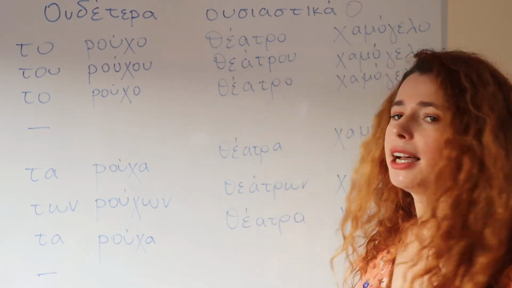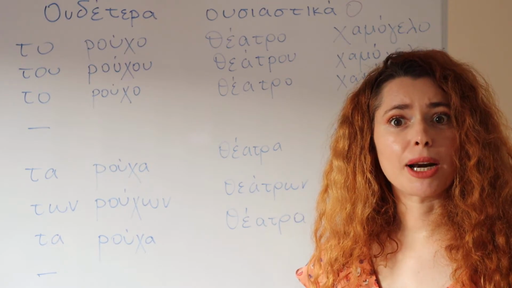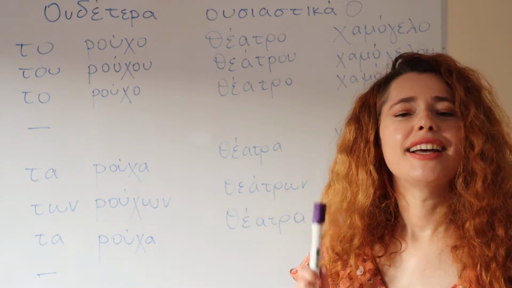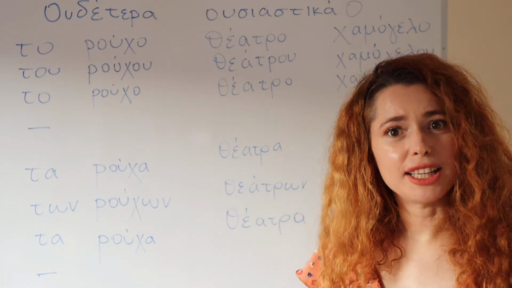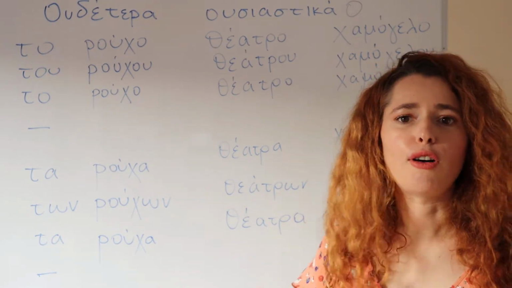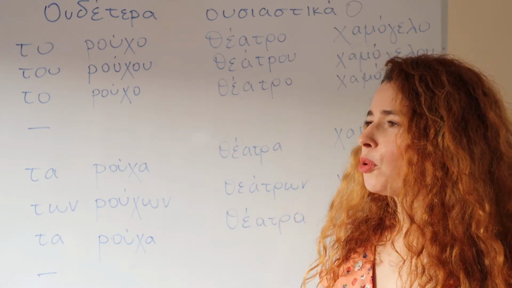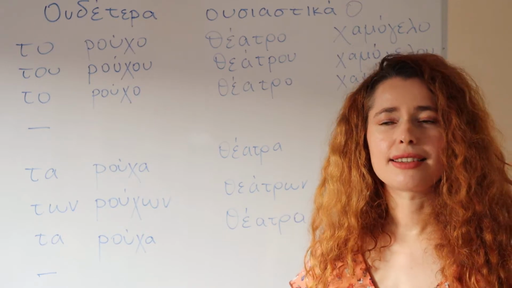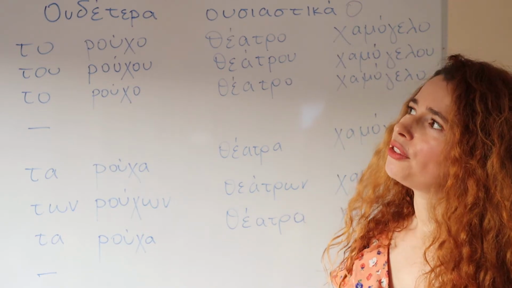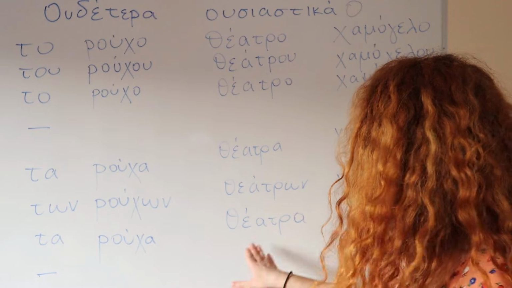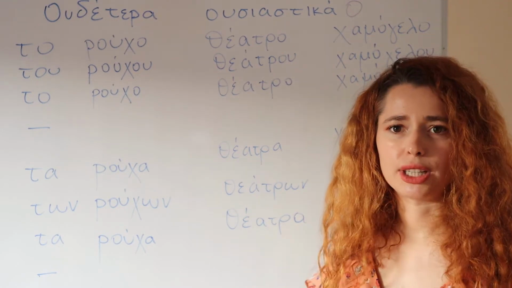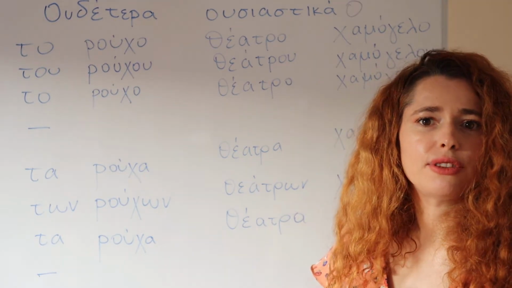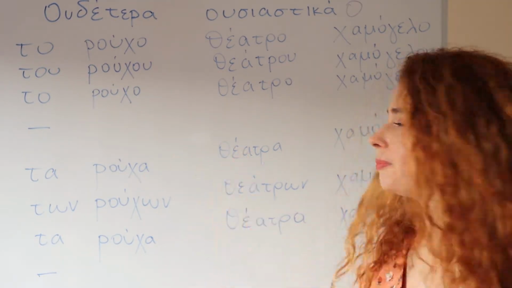Τα θέατρα. Τα θέατρα στην Αθήνα είναι παραπάνω από ό,τι στο Λονδίνο. That's actually a subject, yes. The theaters in Athens are more than in London. Των θεάτρων, of the theaters. Μπορούμε να πούμε, οι αφίσες των θεάτρων είναι εντυπωσιακές. The posters of the theaters are impressive. Τα θέατρα as an object. Πηγαίνω στα θέατρα όλο το χειμώνα. I go to the theaters all winter, the whole winter.